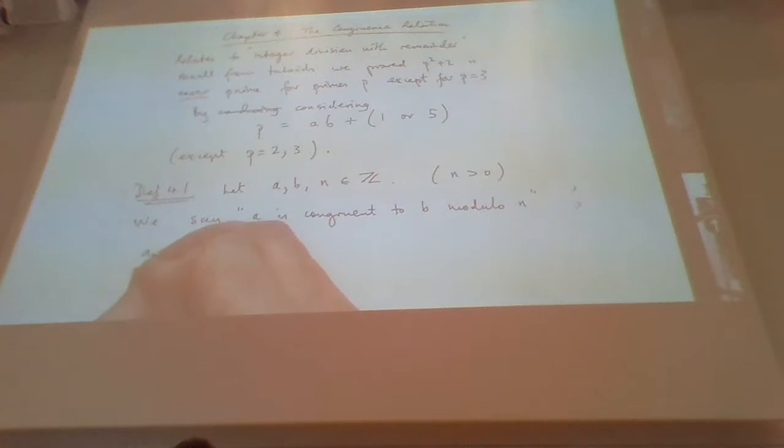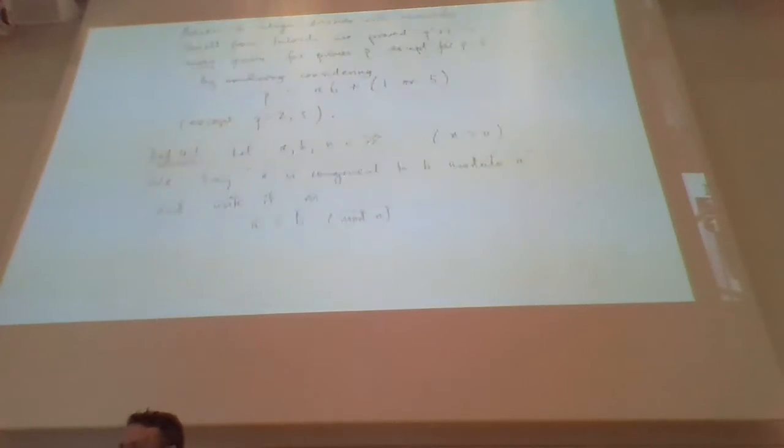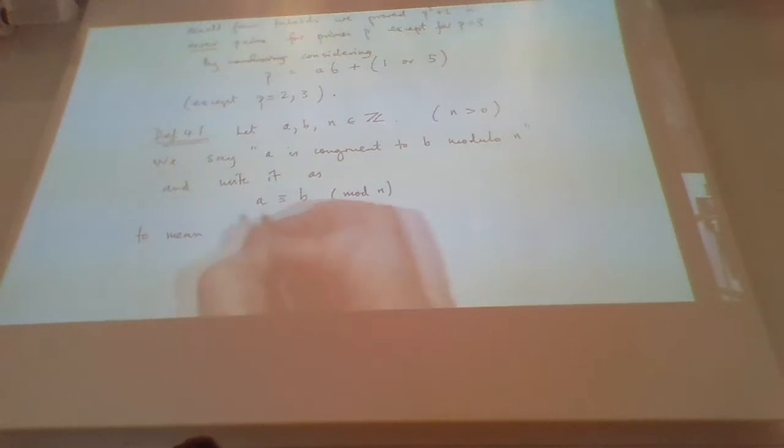That's what we say, and we write it as A congruent to B modulo n. We do that to mean that n divides the difference A minus B. So we're defining this new thing in terms of things we already know. We already know about the divisibility relation amongst the integers.